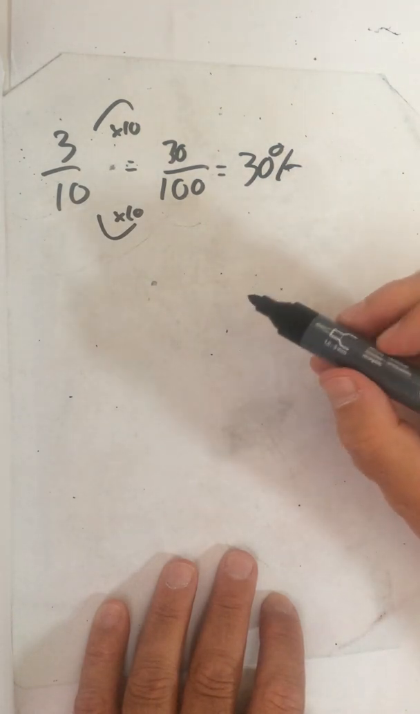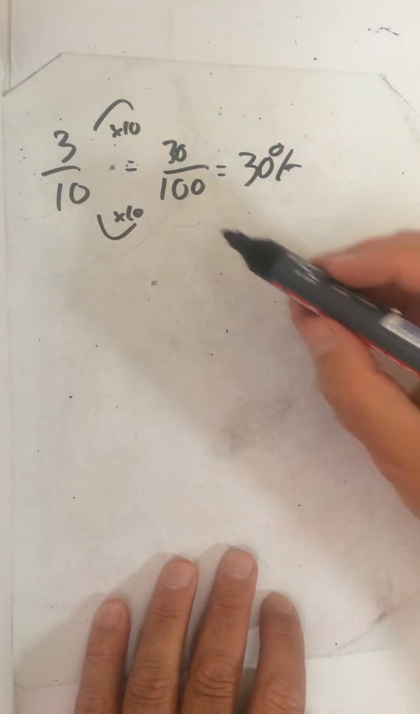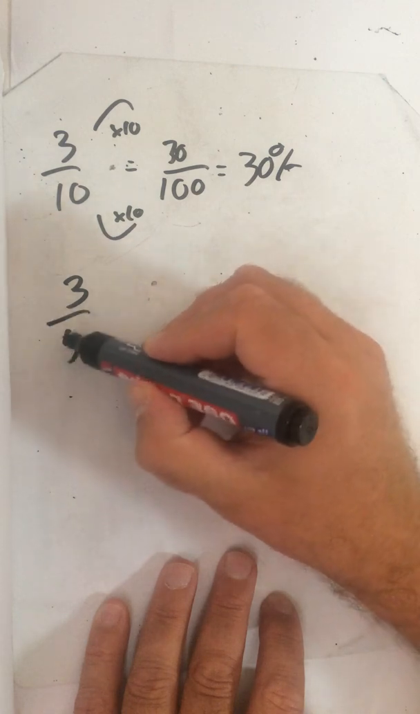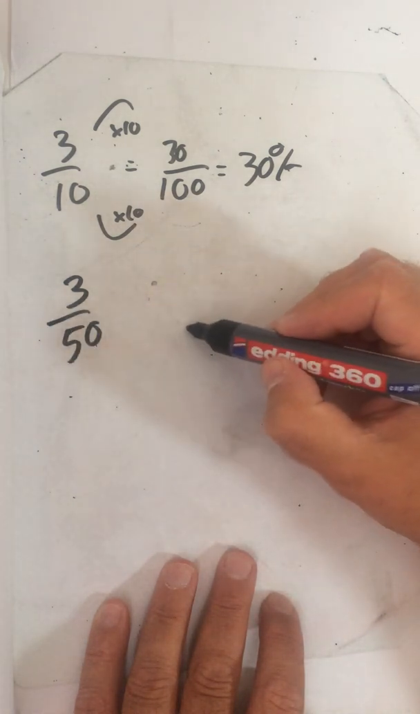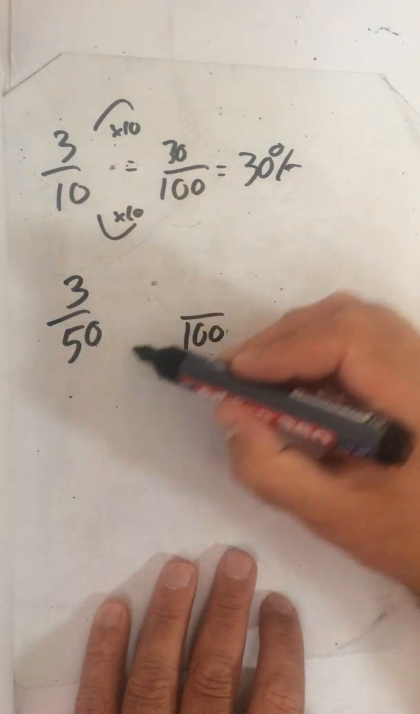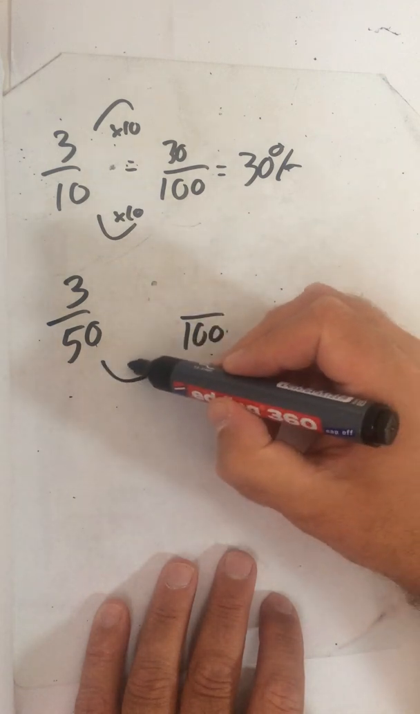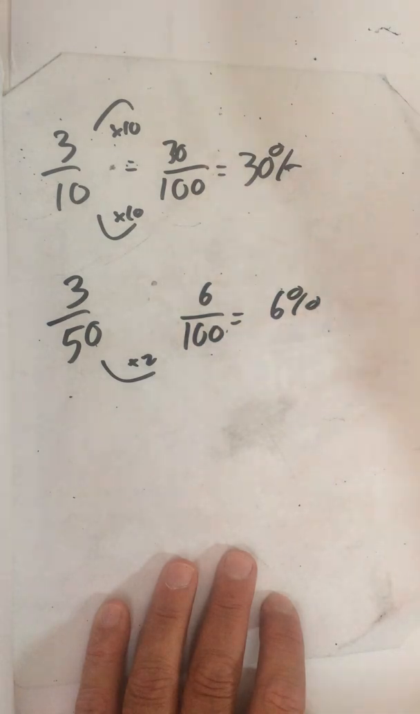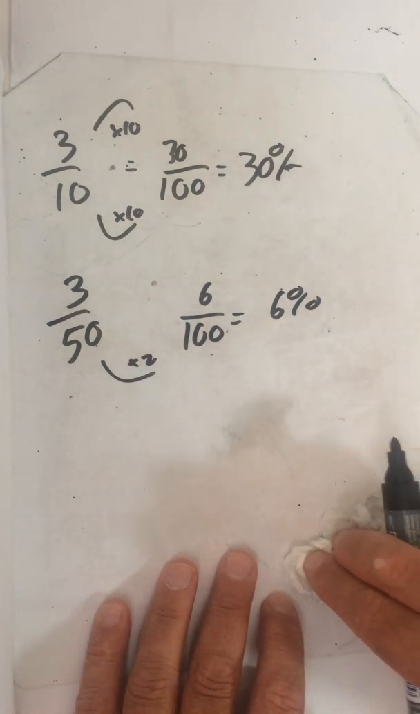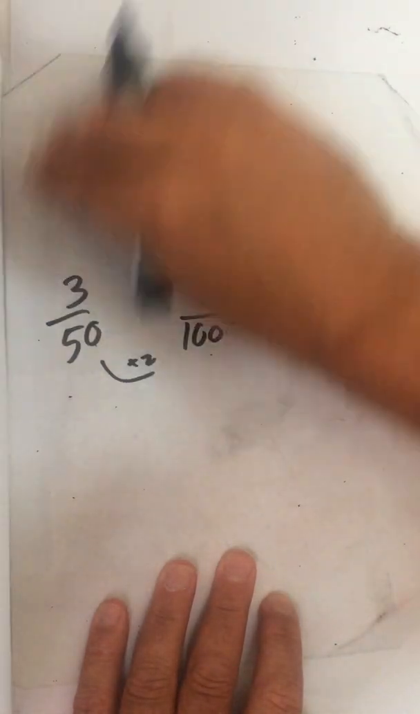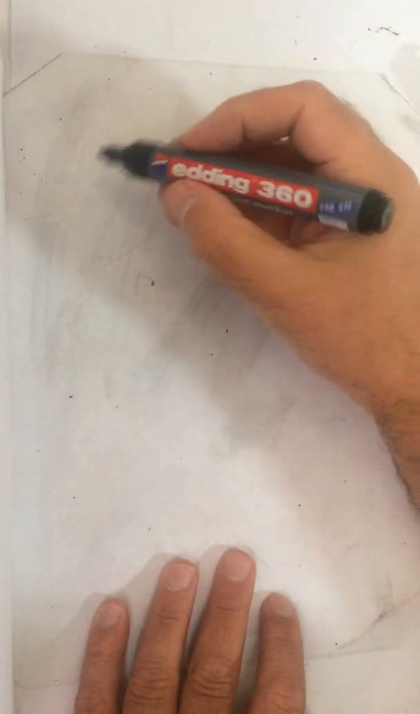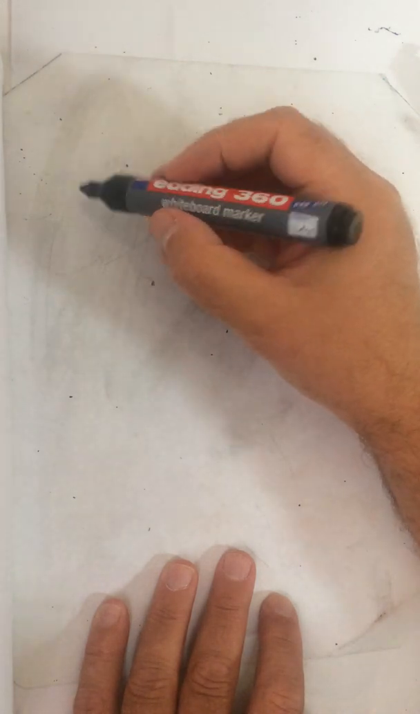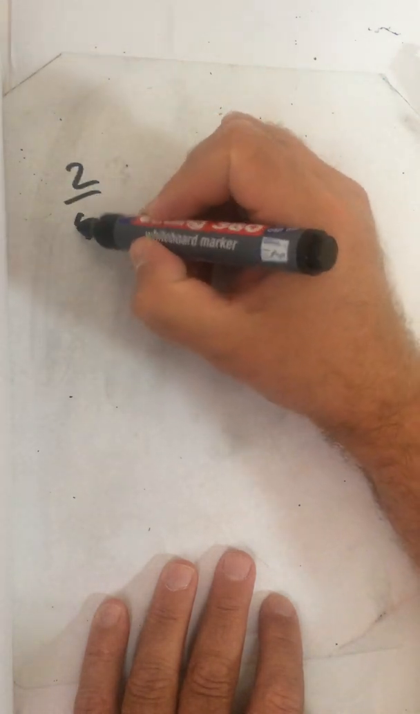Okay. If I've got, for example, 3/50ths, again, I just want to turn that into a fraction over 100. So I'm timesing by 2, 6/100ths, 6%. Okay. We're only going to do the fairly straightforward ones on these, because it's not going to be tricky ones. So what if we've got 2/5?